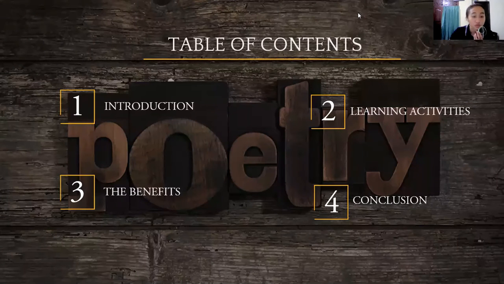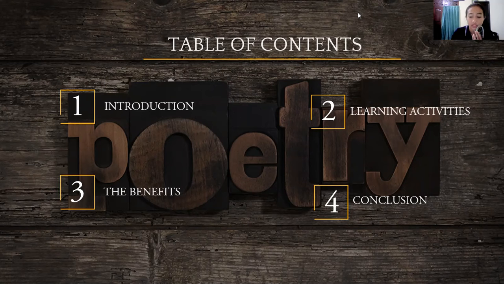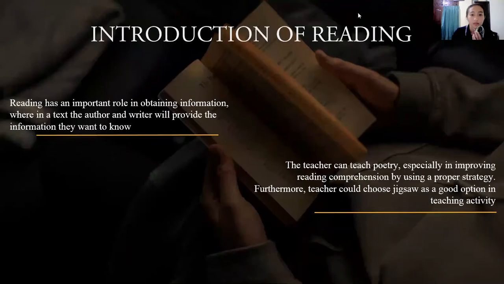Okay, I will continue the presentation. The first is the table of contents. The first is the introduction about our material. The second one is learning activities in teaching reading comprehension using Jigsaw strategy, and the third is the benefits, and the fourth is the conclusion about our materials.